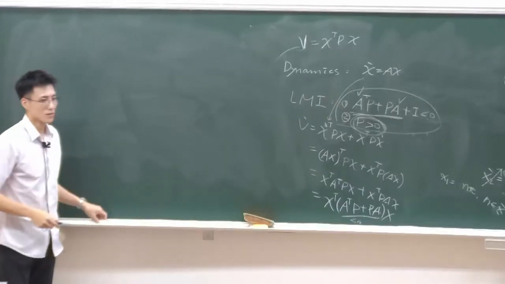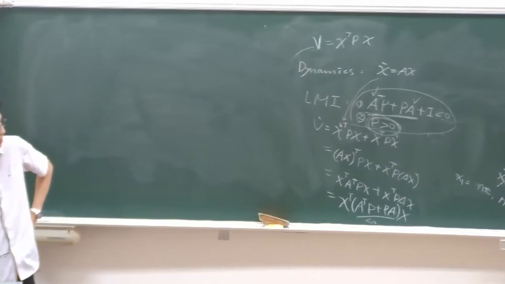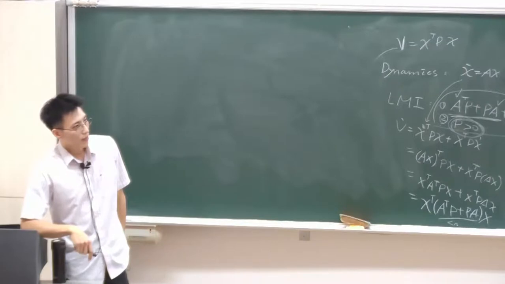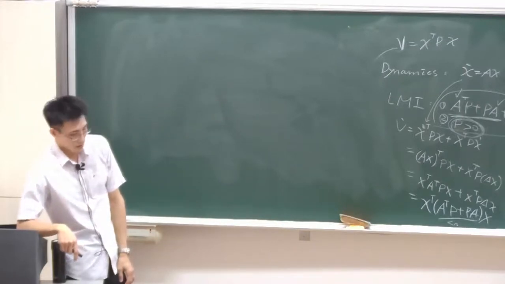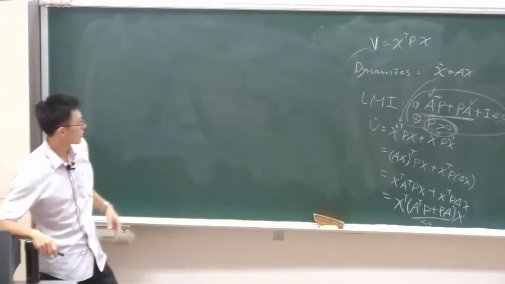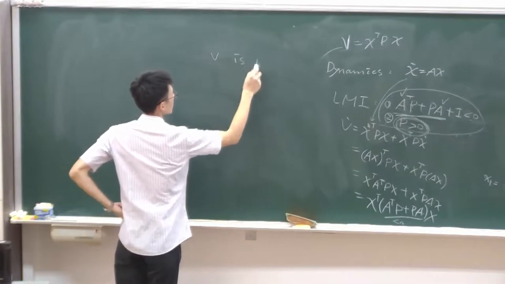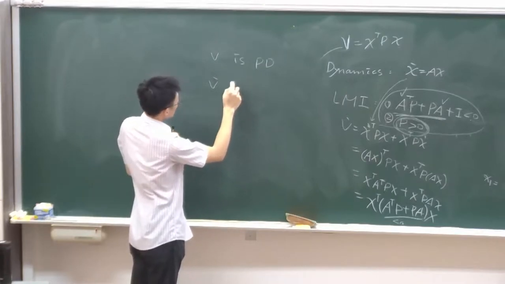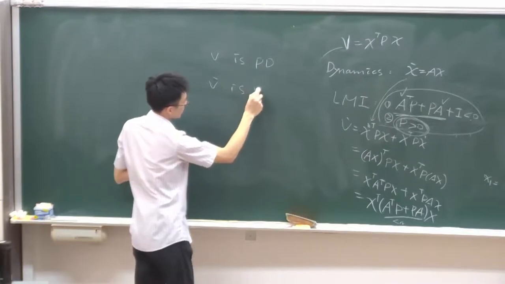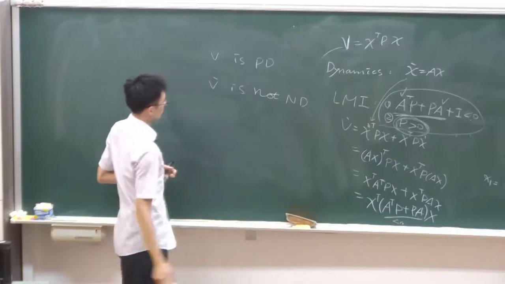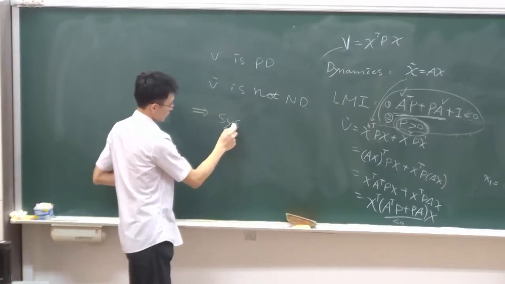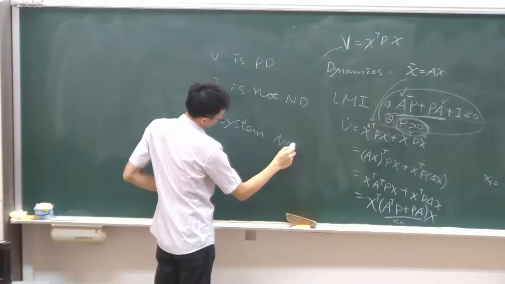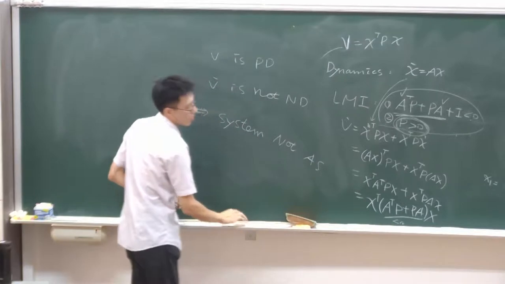And I remember last year a student asked me a question. He said, if I find a V, given the dynamic system, and use the Lyapunov theory, and the conclusion is that V is PD, but V dot is not ND, can I say the system is not entirely stable, or not stable?